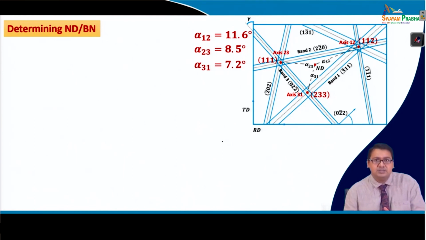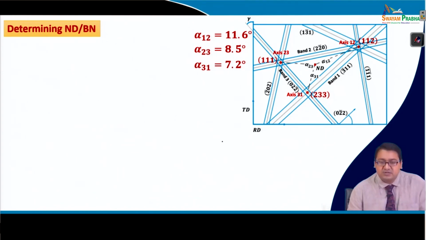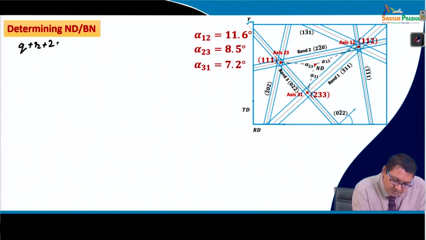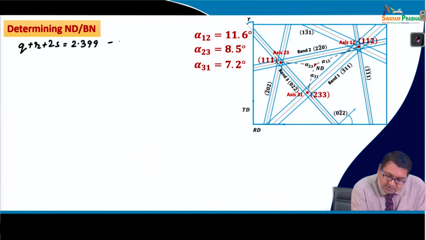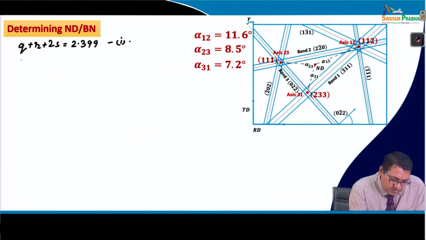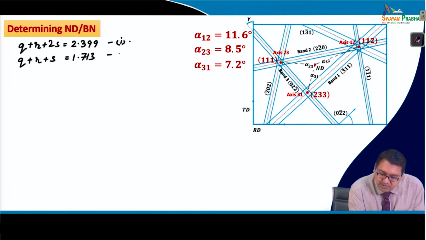These are Q, R and S, which are Miller indices for the ND. If we write the first equation, what we obtained is Q plus R plus 2S equal to 2.399. This is equation number 1, obtained with zone axis 1, 2. The second equation is Q plus R plus S equal to 1.713, obtained with the zone axis 2, 3.